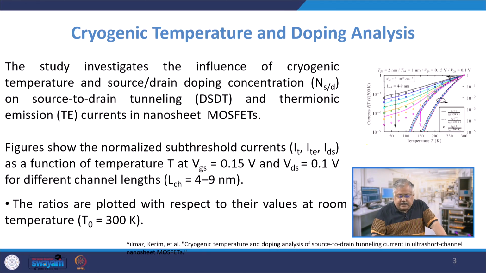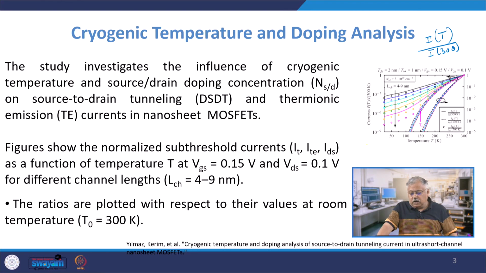Now, if you look at the right hand side, this is the normalized current. So current at any temperature T divided by current at 300 Kelvin is referred to as the normalized current. And of course, therefore, at 300 Kelvin this will reach a value of 1. Here, the channel thickness is taken to be 2 nanometer, the oxide thickness is 1 nanometer, the gate to source voltage is 0.15 volts and VDS is 0.1 volts, and we are plotting this normalized current versus temperature.